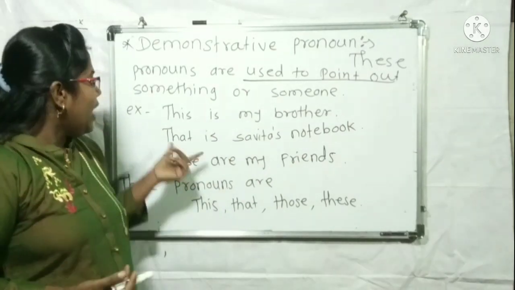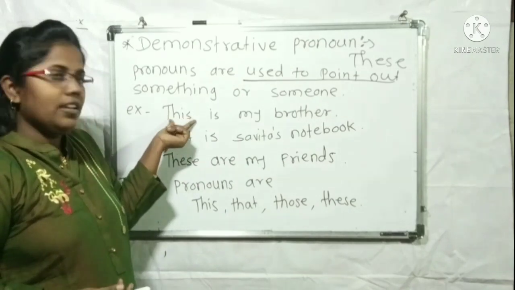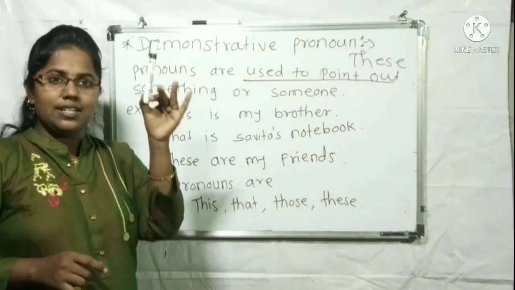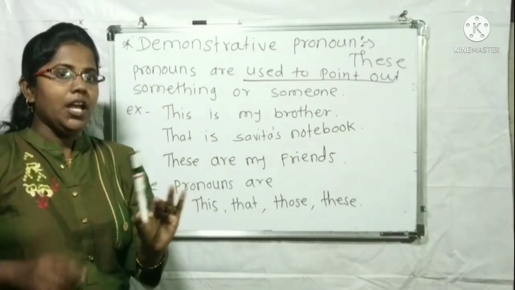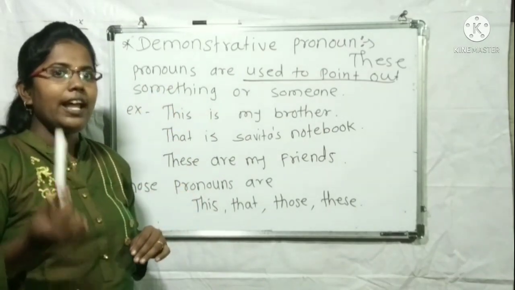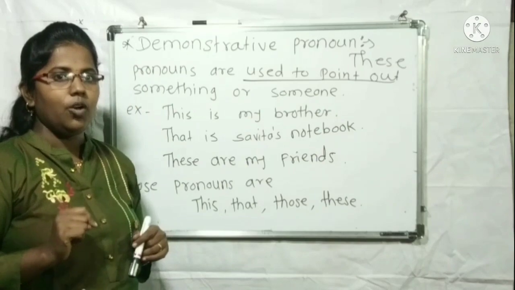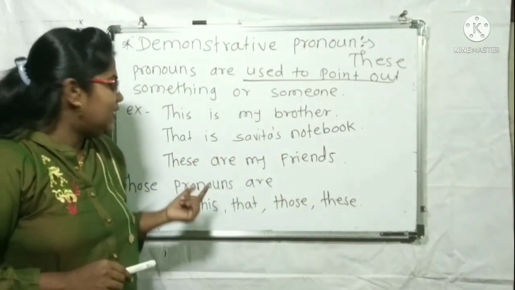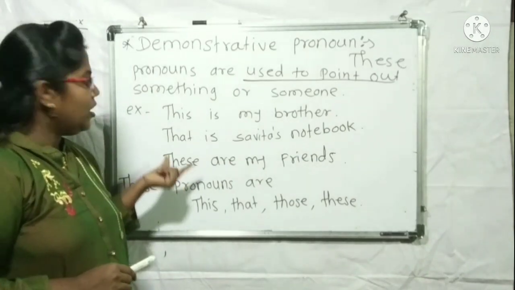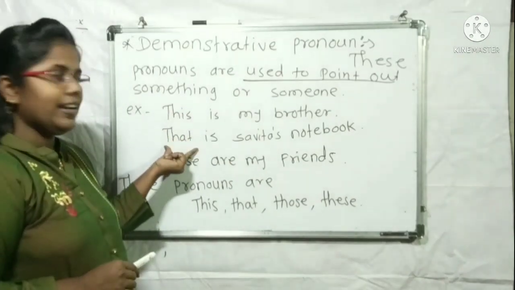Okay, and that's why I have used that, not this. If it is very near to me, it is in hand, then I can say that this is my pen. But if it is not with me, then I can say that is my pen. Okay, and then the next one is these are my friends. These is in plural form. Both these means this and that.